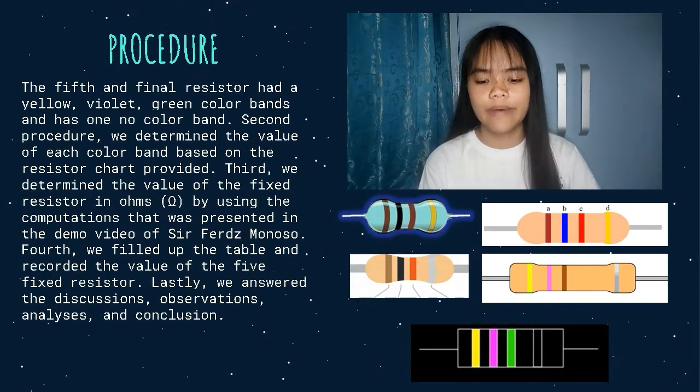Second, we determined the value of each color band based on our resistor chart provided. Third, we determined the value of the fixed resistor in ohms by using the computations that were presented in the demo video of Sir Ferds Monoso. Fourth, we filled out the table and recorded the value of the 5 fixed resistors. Lastly, we answered the discussions, observations, analysis, and conclusions.